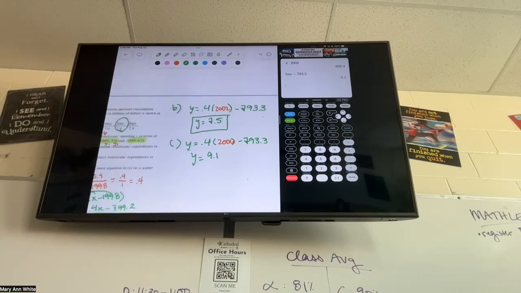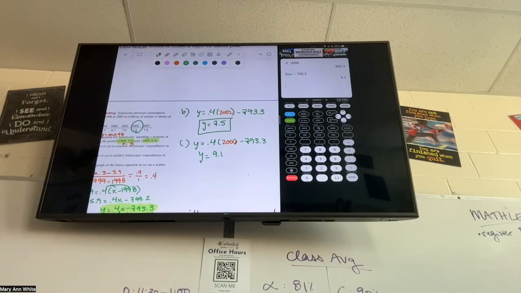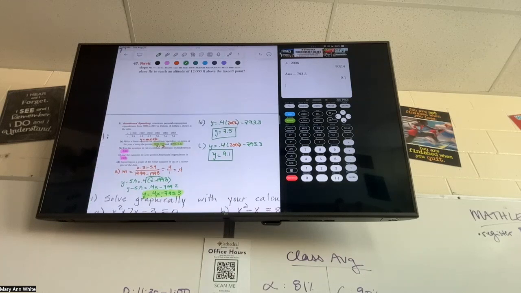I got 9.1. And to me, that seems like it would make sense. The other numbers were 7, 7.4, 7.6. If I go 3 more years, 9.1 doesn't seem like a crazy number to get to. Now, letter D says superimpose it on a graph. We're not gonna do that. We're not gonna do scattered points like that, so. We are done with this section.